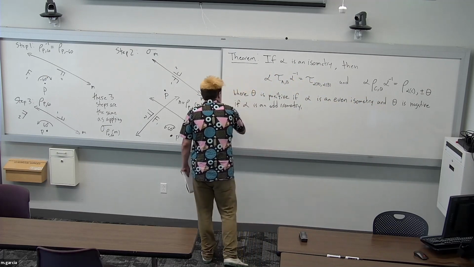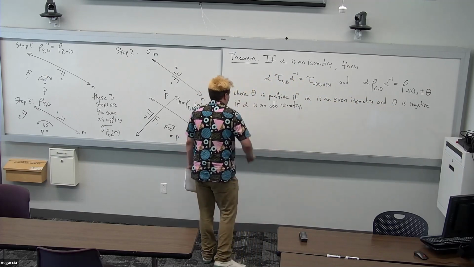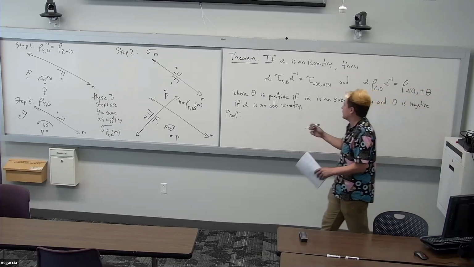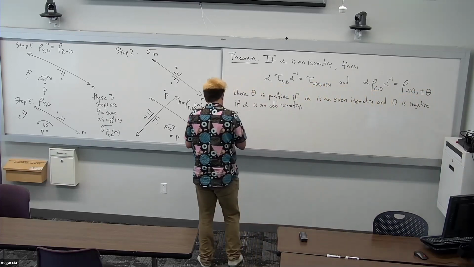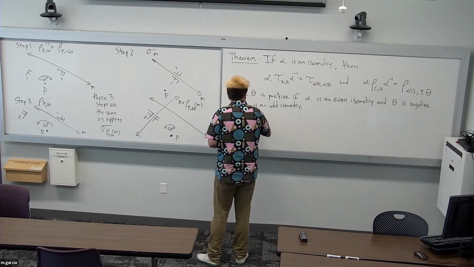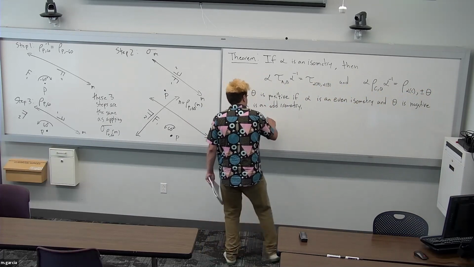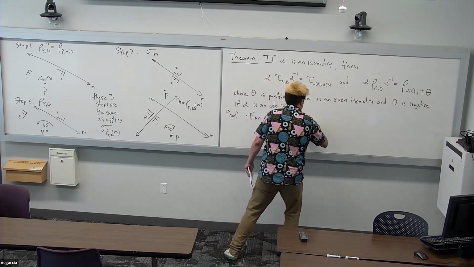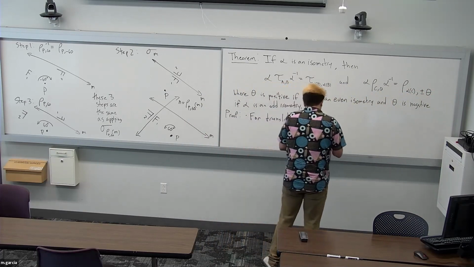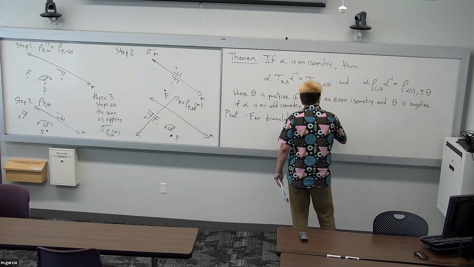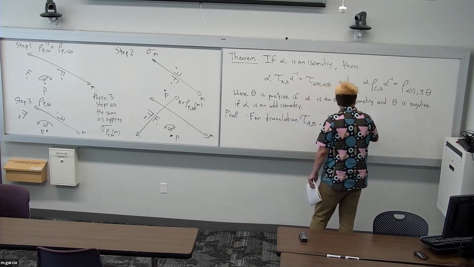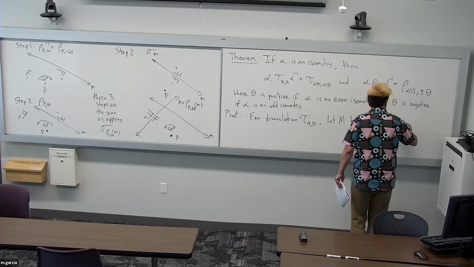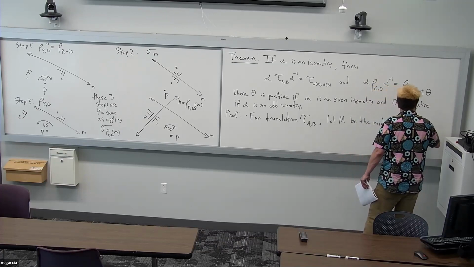So the case of a translation is not all that hard, and the case of rotation takes a little bit more work. So let's address translation first. For translation tau sub A comma B, let's let M be the midpoint of the line segment AB.